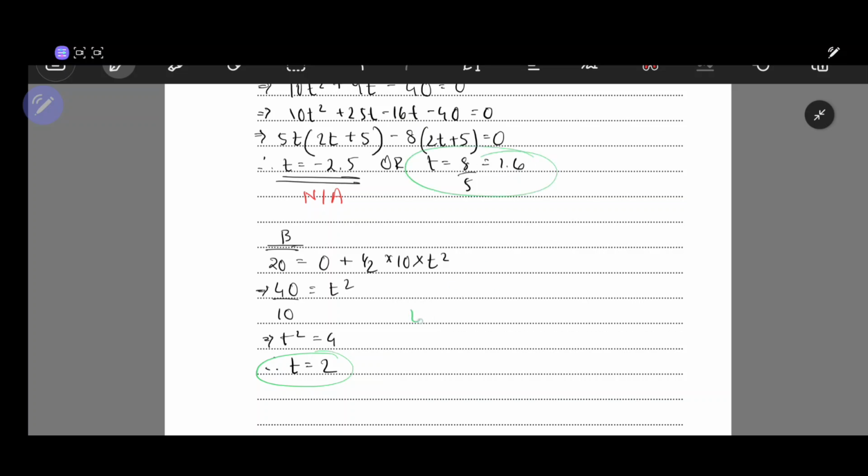So the time interval will be just the time b took minus the time taken by a. Time b minus time a, which is equal to 2 minus 1.6 is equal to 0.4 seconds. This is the time interval.